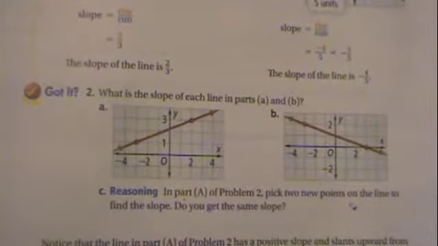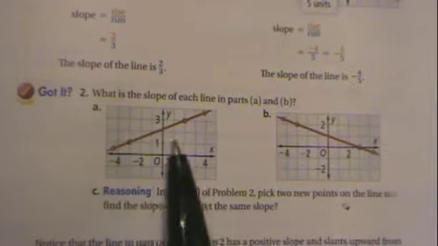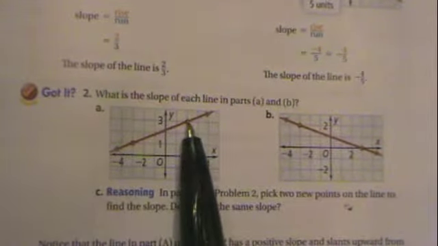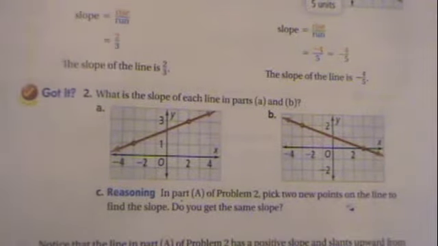Now, tackle Got It number 2, both A and B. All you're doing is counting the distance across and up for each of these points to figure out the slope. Rise over run. You can do it.